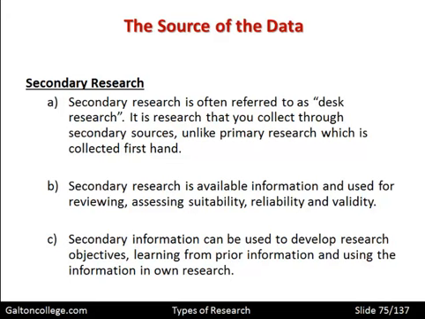Secondary information can be used to develop research objectives, perhaps learning from prior information and looking at prior data which was processed into information, and using the information for their own research. So sometimes, say, marketing companies may publish findings of research into particular trends or emerging trends, and other companies may be able to use that information for their own purposes. That's secondary information. They did not collect it. It was collected by another organization but used by them.